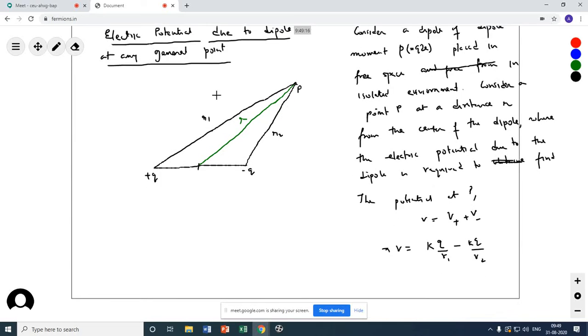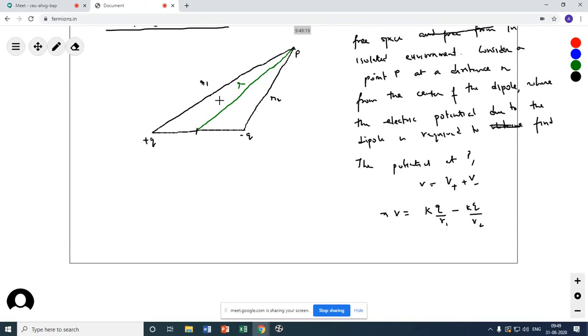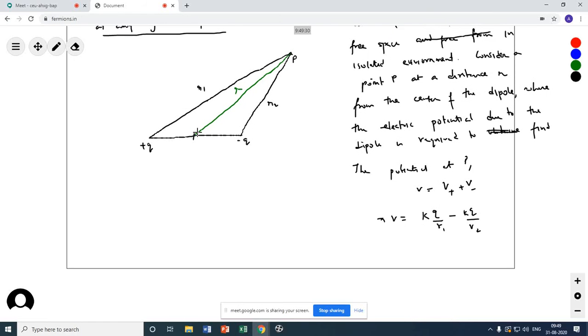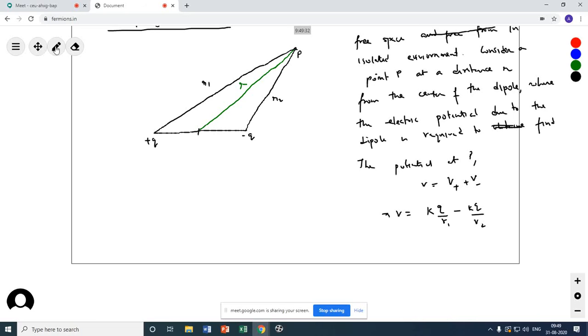But do you know R1 and R2? We do not know R1 and R2 because they are unknown quantities. Only known quantity in case of a dipole will be r. So all our relations between R1 and R2 must be in terms of r only. In order to do that, what we are going to do is extend this, so that we can bring it into known quantities. How to bring it into known quantities? So let me extend it, and also drop one perpendicular from here, and also drop one perpendicular from here.